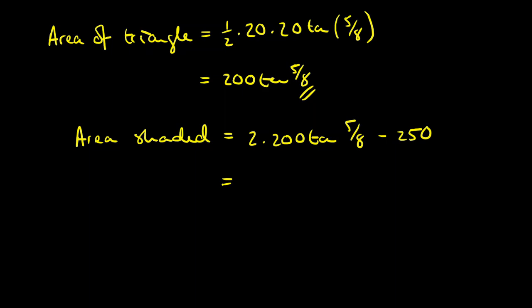Okay, so now I'm going to look at my calculator. I'm going to again check that it's in radians. I'm going to find the tan of 5 upon 8. I'm going to times that by 200 times by 2, so times by 400, which gives me 288.6. And I'm going to subtract off 250, and that gives me 38.59, or 38.6 centimeters squared.